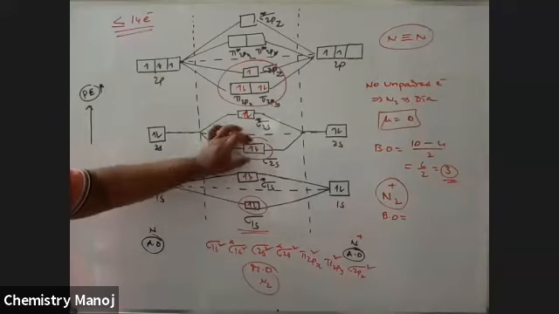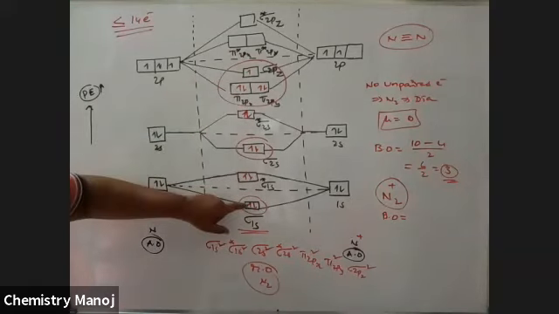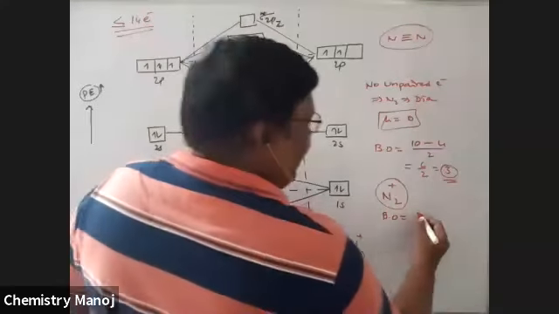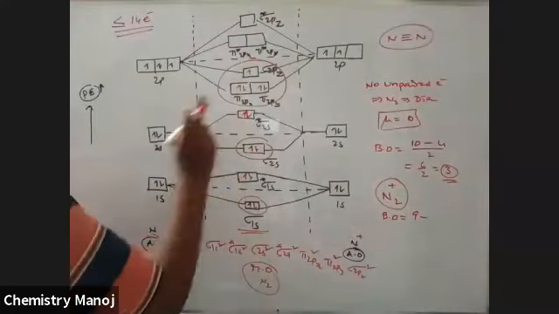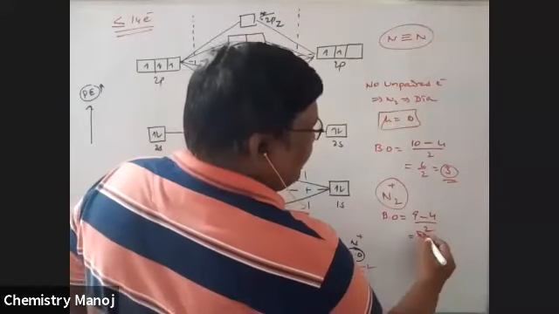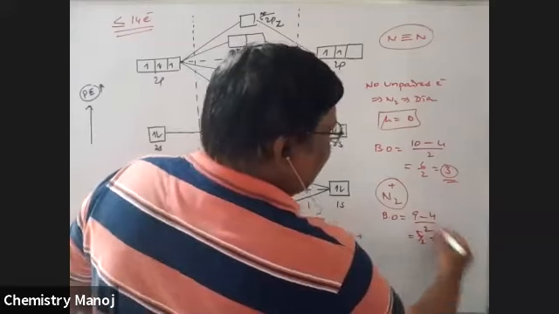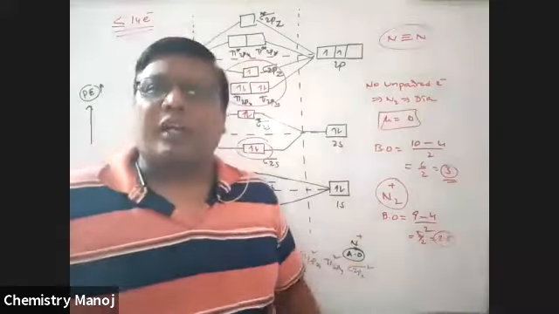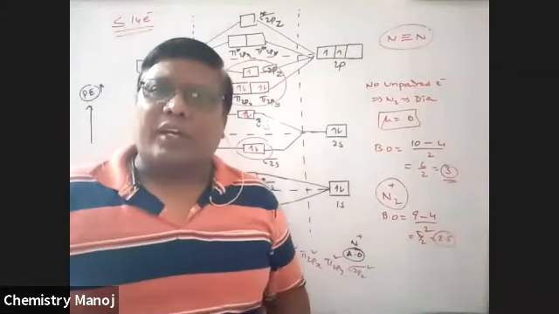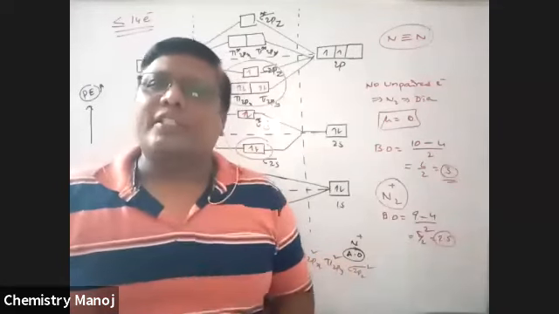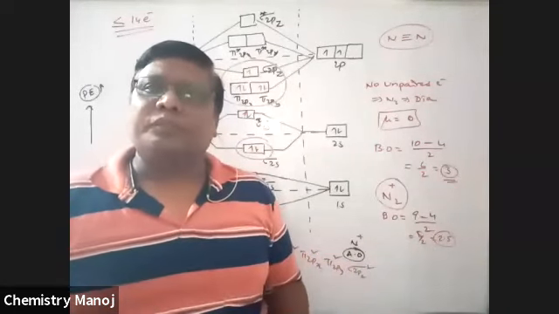So bonding electrons: 2 plus 2 plus 5, that is 9, minus antibonding 2 plus 2, that is 4. 9 minus 4 is 5, divided by 2, 5 by 2 means 2.5. 2.5 means fractional bond order. Whenever a fractional bond order is there, that molecule is unstable. That molecule is unstable, boys. It is very, very important.